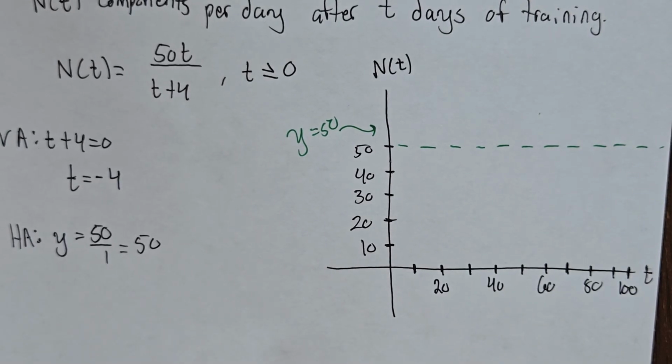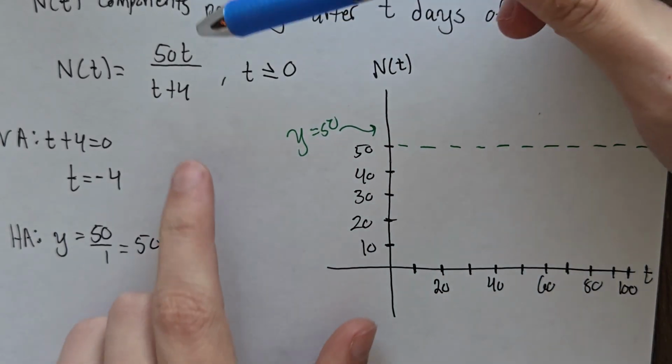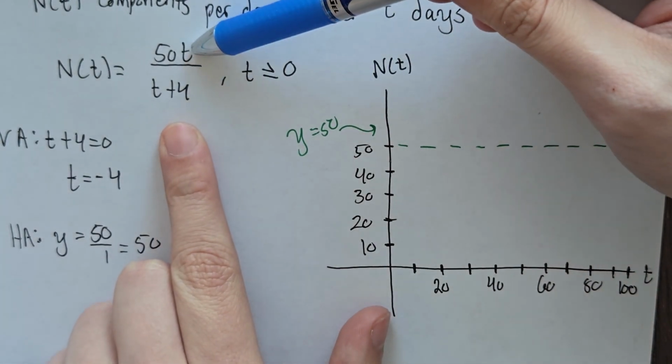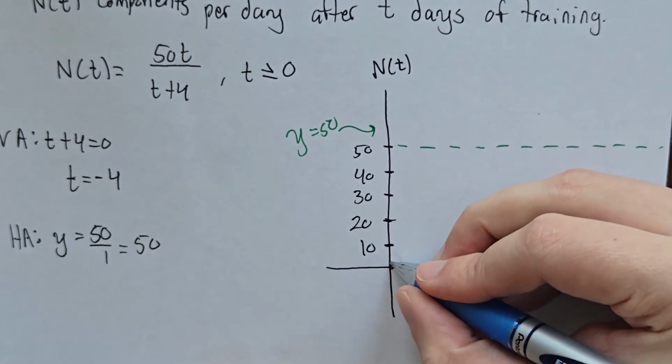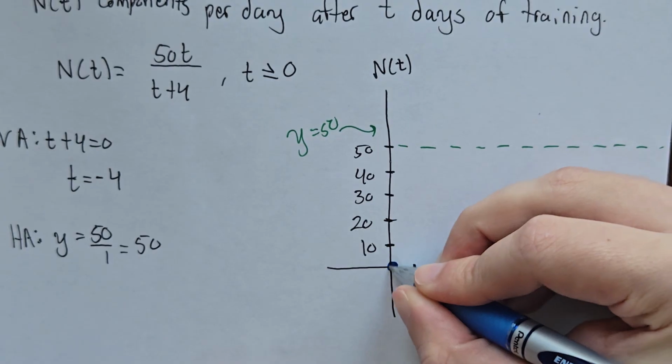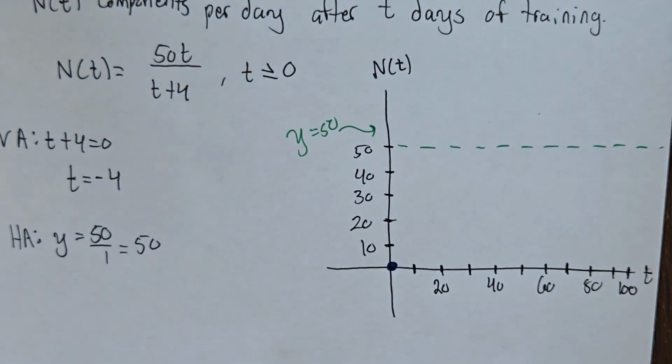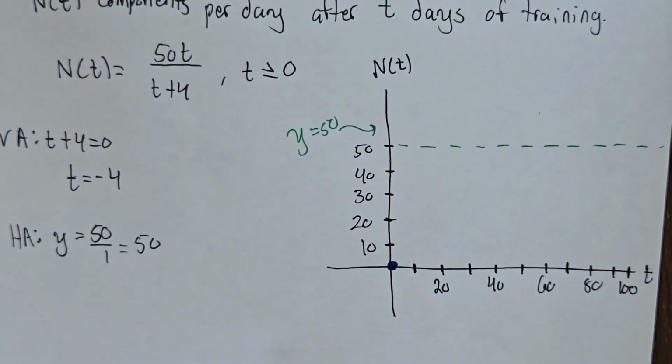Maybe because we're starting at 0, we should plug in 0. If we plug in 0 here, notice that 50 times 0 is 0, and 0 in the numerator means that we're going to have 0 total. So that means that on your 0 days of training you should be expected to make 0 parts, which seems fair by this company's standards, right? We don't know exactly what it is, but it's fair.